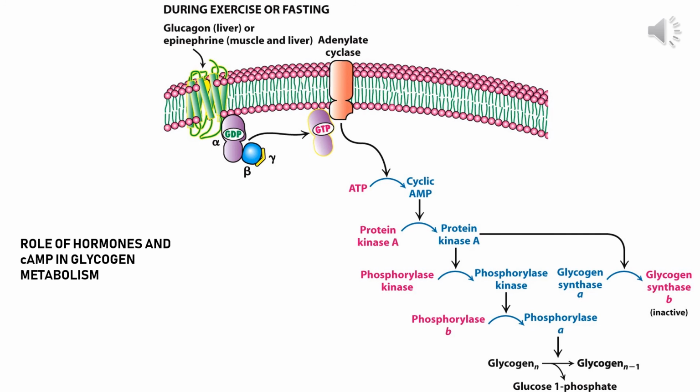The activated phosphorylase kinase converts phosphorylase B into phosphorylase A. Already we found that phosphorylase A is the active form and is responsible for releasing glucose 1-phosphate from glycogen. This is how glucose 1-phosphate is produced by breaking down of glycogen.